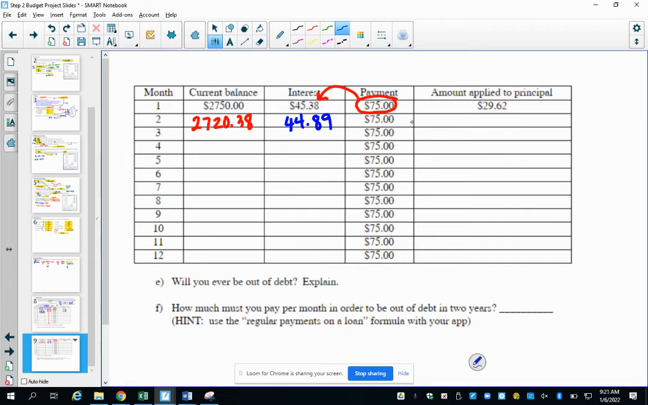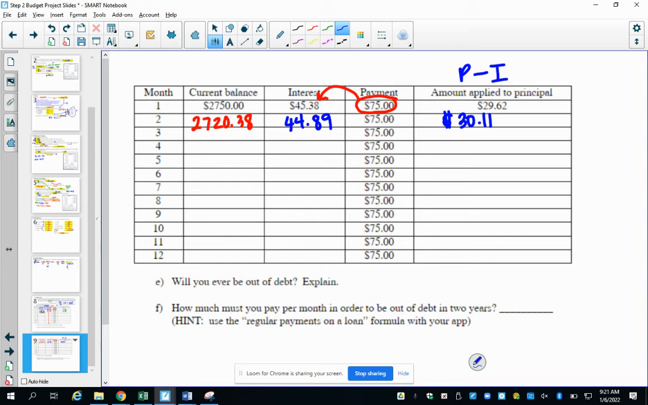So to figure out the principal, again, you do payment minus interest. That's how much you made headway on your loan. So 75 minus 44.89. So you paid $30.11 to principal this month. And this is how every loan works: your home mortgage, your car loan. Initially, you're paying a lot of interest because you still owe a lot of money. So as you make headway on your principal, that keeps going down.